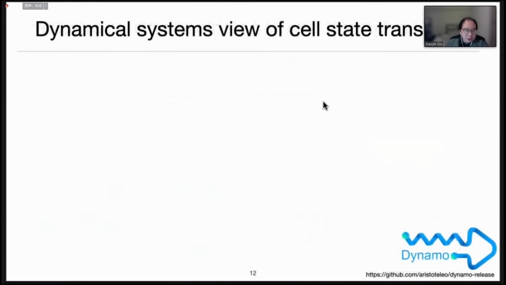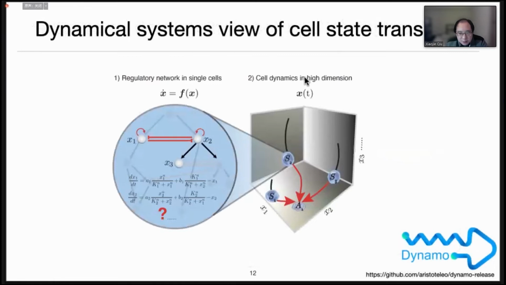Specifically, we use the dynamical systems approach as a foundation for understanding cell state transition. Under this perspective, each cell can be represented as a point in a high-dimensional state space where each dimension corresponds to a gene, such as X1, X2, X3, these three genes. The time derivative of the gene expression state, X dot, is a function of the underlying gene regulatory network, Fx.